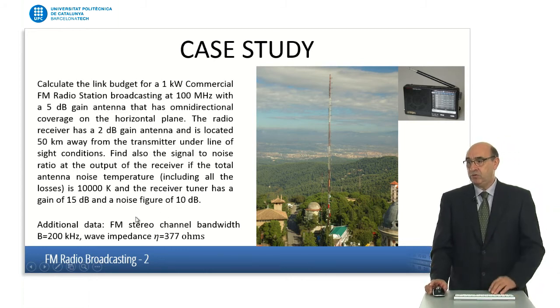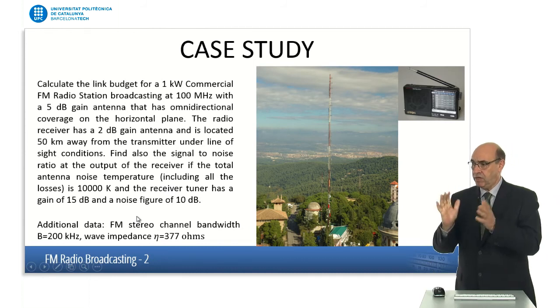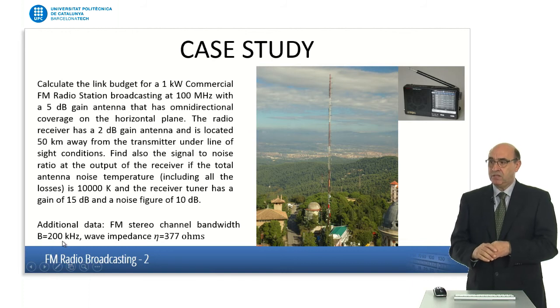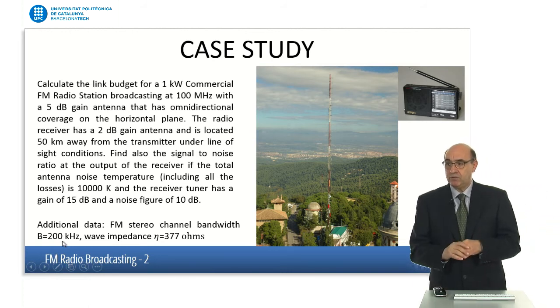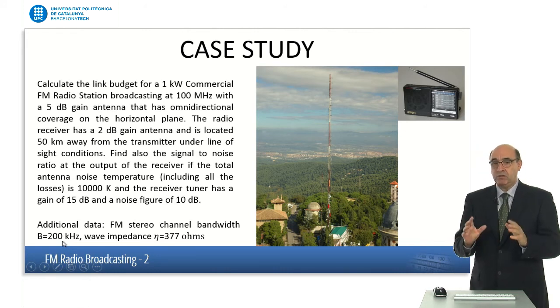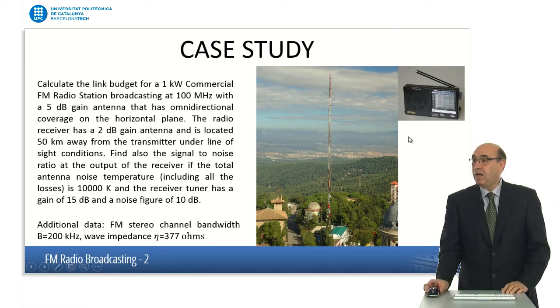You also need to know the channel bandwidth for an FM radio station, which is 200 kilohertz typically if it's stereophonic. In the case of monophonic, it could be 100, but that's the typical value we're going to take. And you need the wave impedance. And with all those numbers, what you have to do now is find how much power this radio will be receiving when it's placed 15 kilometers away from the transmitter.